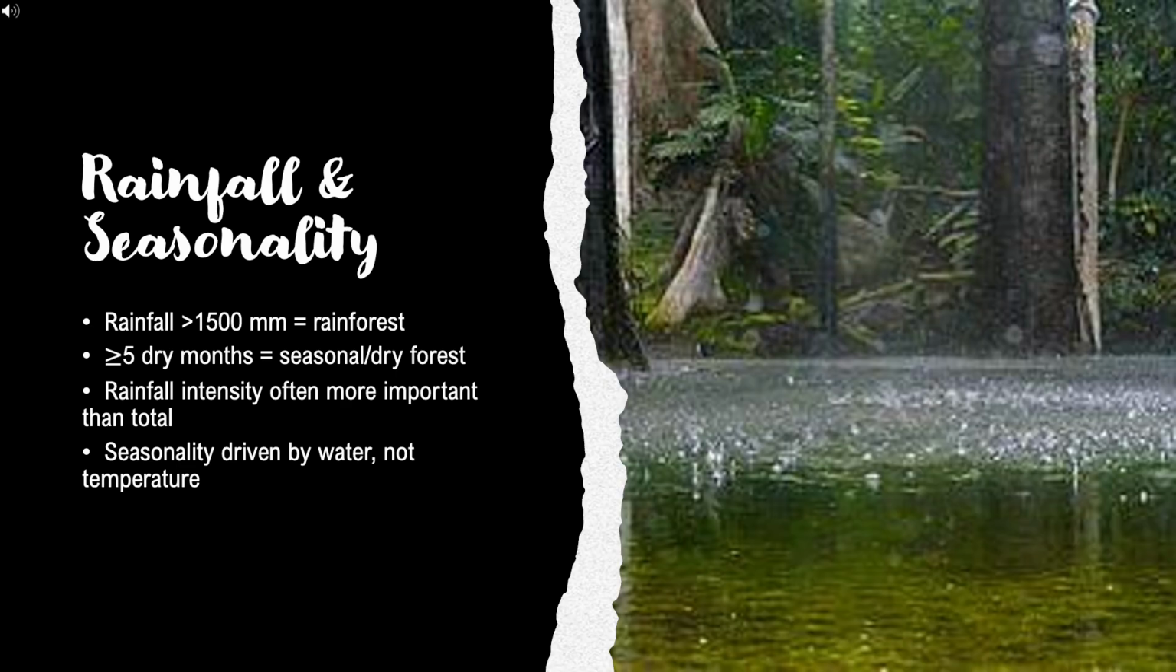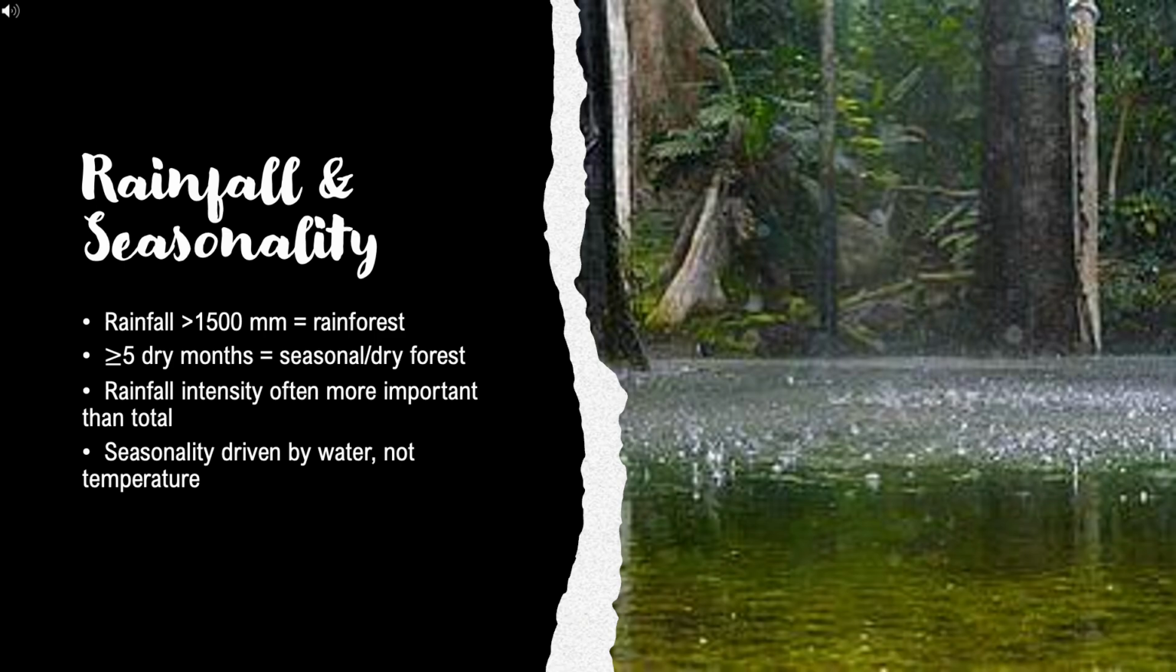Building on that last point, if temperature isn't the driver of seasonality in the tropics, what is? The answer is rainfall, and the pattern of rainfall is the single most important climate variable for understanding tropical ecosystems. Here's the key rule of thumb. If annual rainfall exceeds around 1,500 millimeters and there's no meaningful dry season, you're looking at rainforest conditions. If you have 5 or more dry months per year, meaning months where evaporation exceeds rainfall, you start moving into seasonal or dry forest territory.